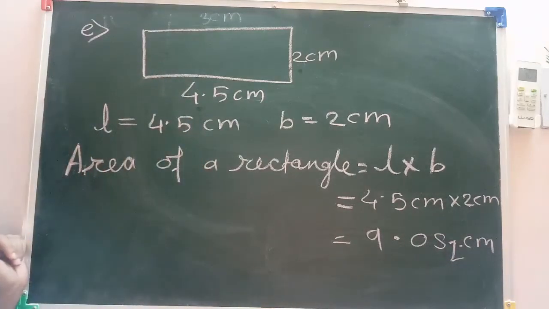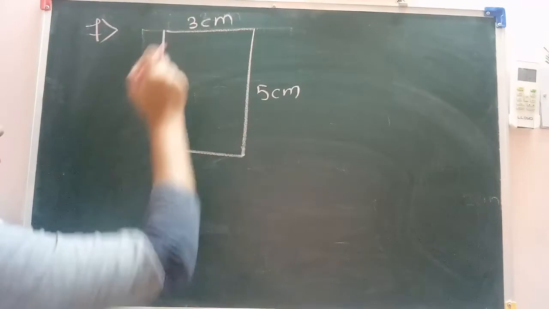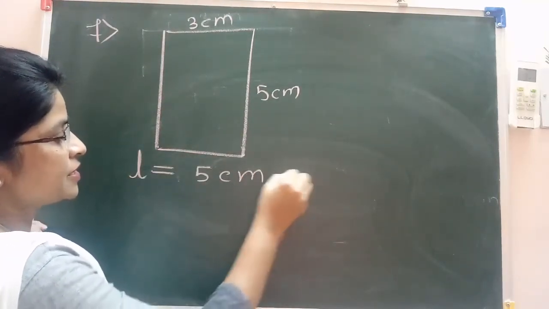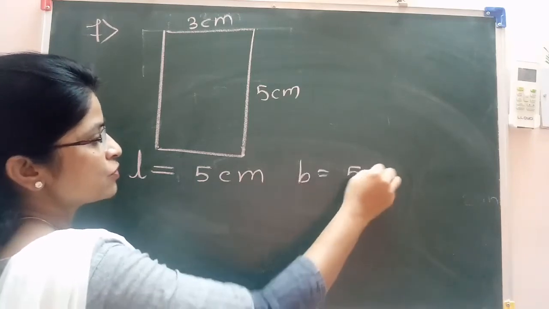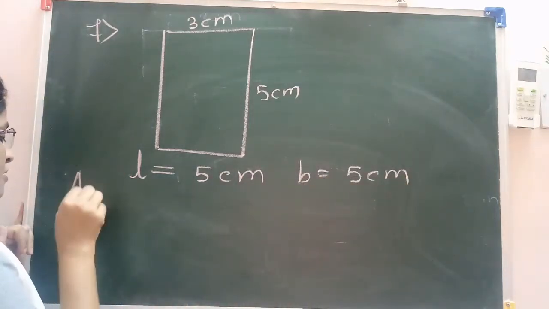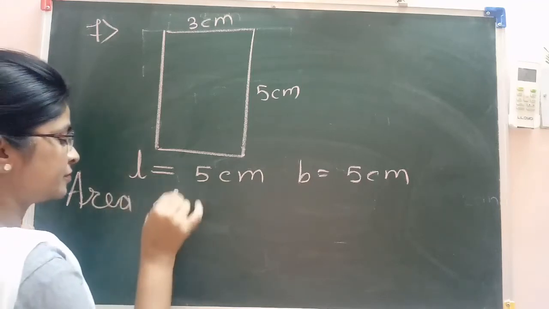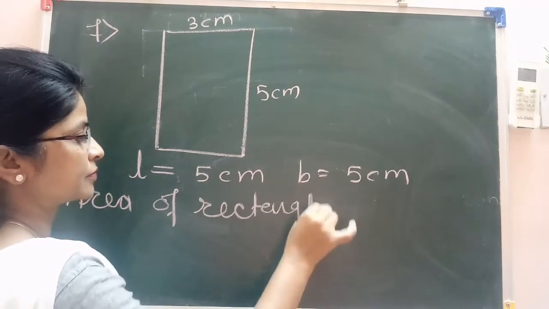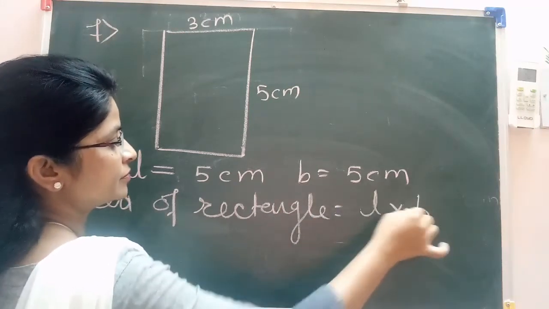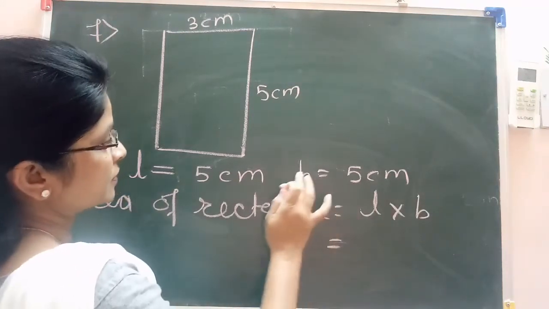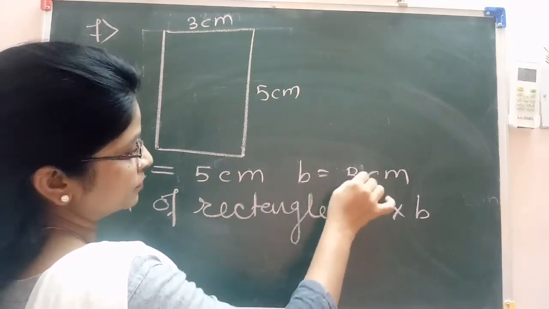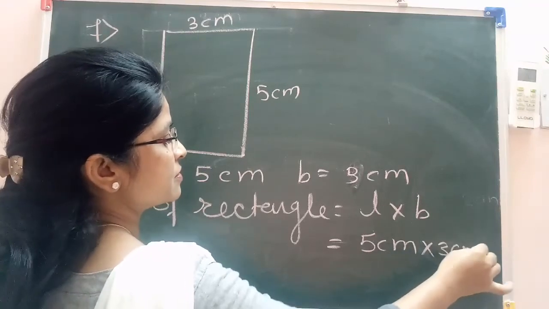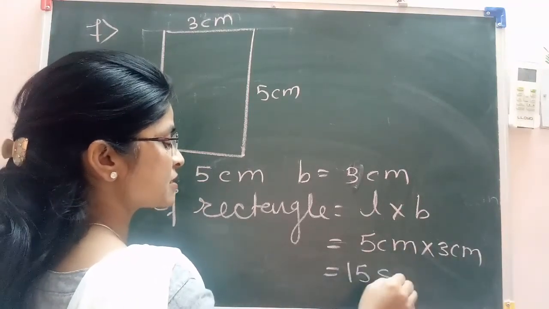of the rectangle. Next, the length is 5 cm and the breadth is 3 cm. It is rectangular in shape, so we will use the formula for the area of a rectangle, that is L multiplied by B. 5 cm multiplied by 3 cm. It will be 15 square centimeter.